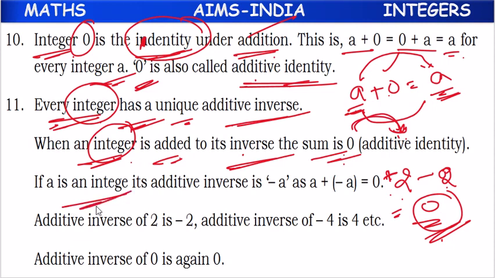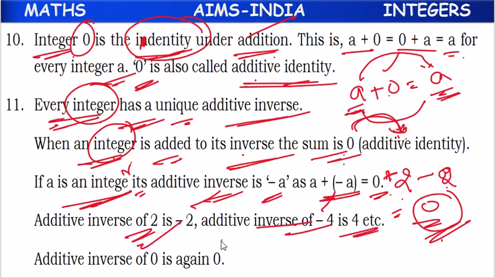So if A is an integer, its additive inverse is minus A. Why? Because A plus minus A equals 0. The additive inverse of 2 is minus 2. The additive inverse of minus 4 is plus 4. The additive inverse of 0 is 0 only, because 0 does not have any minus sign or plus sign. So that's why the additive inverse of 0 is again 0.